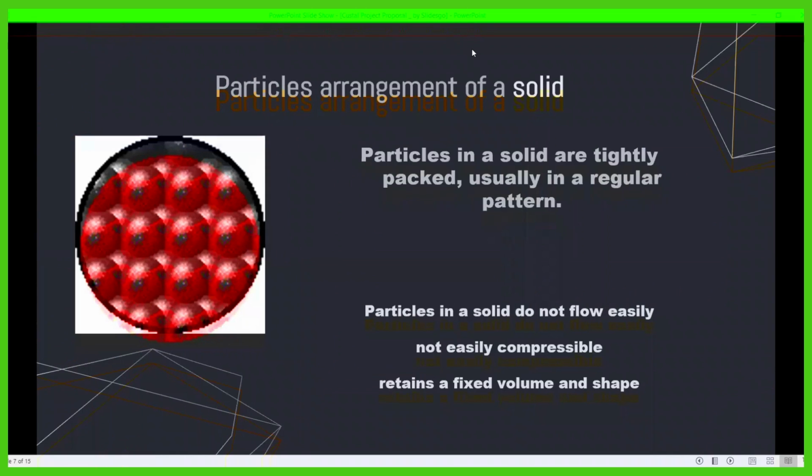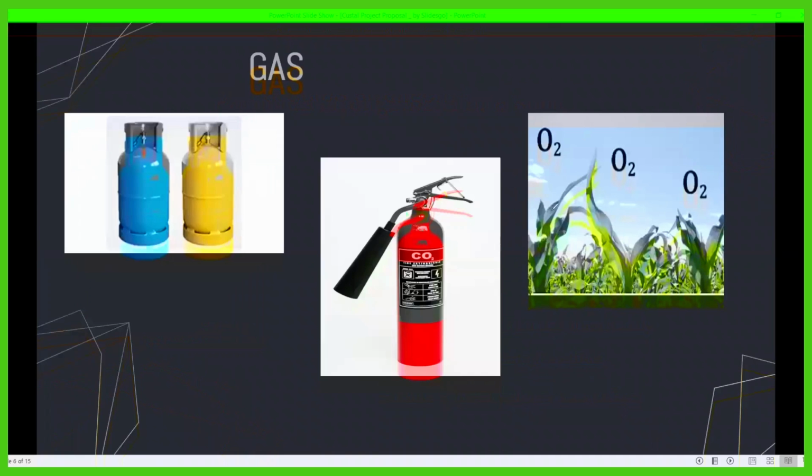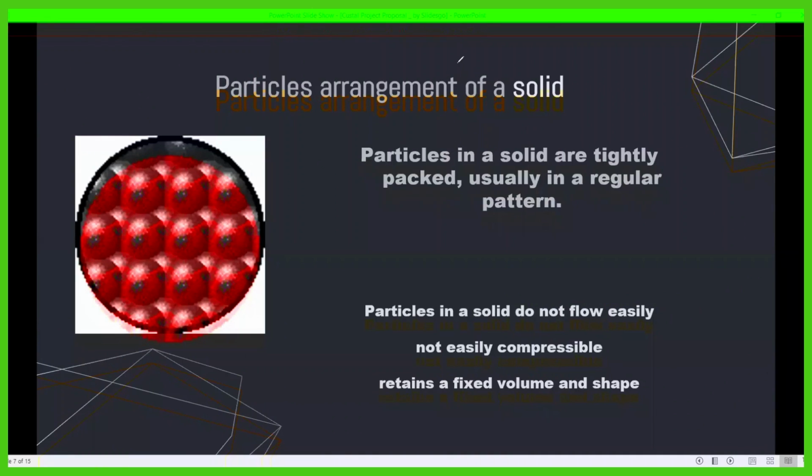Okay, now we are going to look about the particles arrangement of a solid. This picture over here shows the particles arrangement. The microscopic picture shows over here the particles arrangement of a solid. So we can see over here that these particles are tightly packed and they do follow a regular pattern. And these particles keep on vibrating. They do not move, but they keep on vibrating, and we can observe a regular pattern.